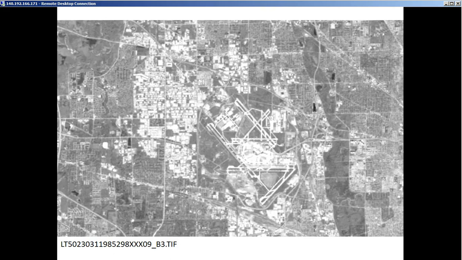So here's a Landsat scene from 1985 of the O'Hare Airport region, and you can see this is a Landsat 5. Here's the date, 1985. It's the 298th day of the year, so it's probably in the fall. And we're looking at channel 3, so we're looking at visible red. And so there's the O'Hare Airport in 1985.